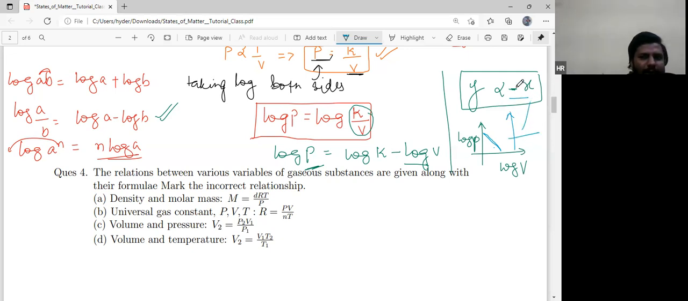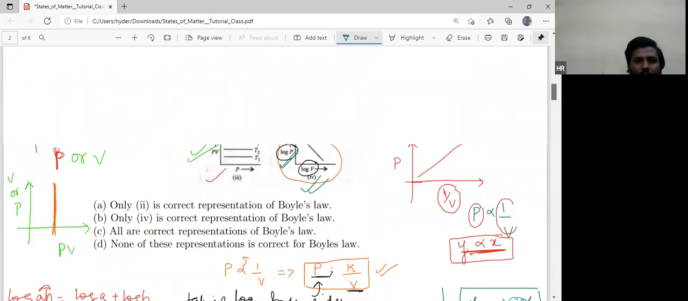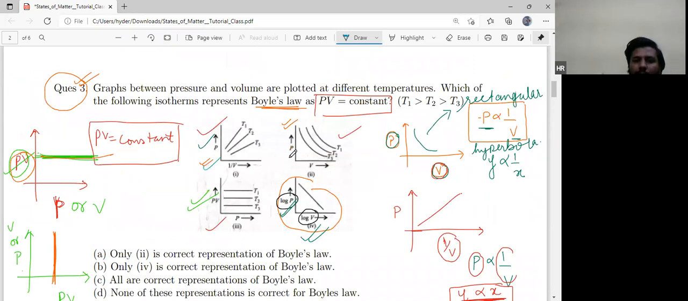Okay, is that clear? First, y is directly proportional to x, that's why the graph is a straight line. And there is a negative, that means the graph will be a straight line downward. Is that clear, Mariam? Yes, sir. So this graph is also correct. So answer C, option C: all are correct representations of Boyle's law.